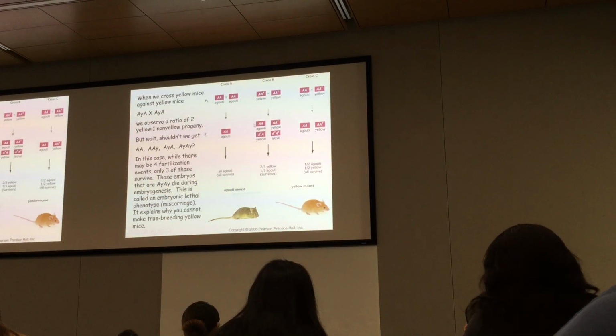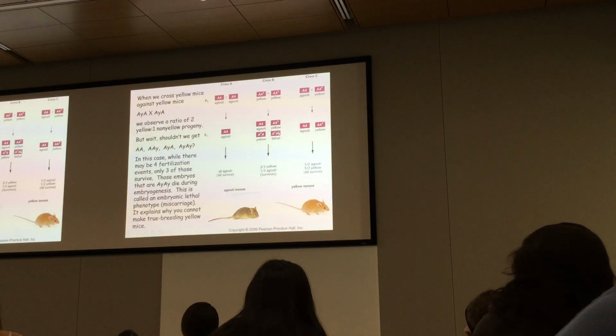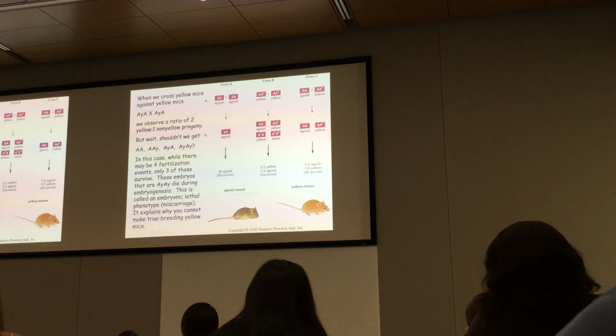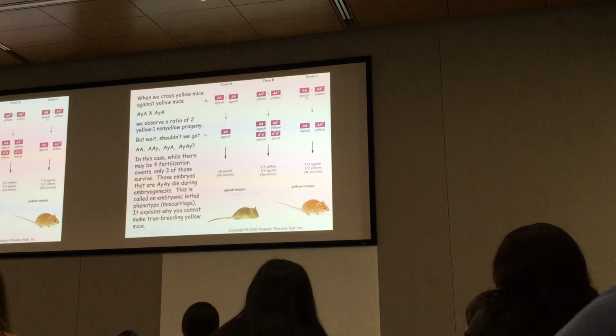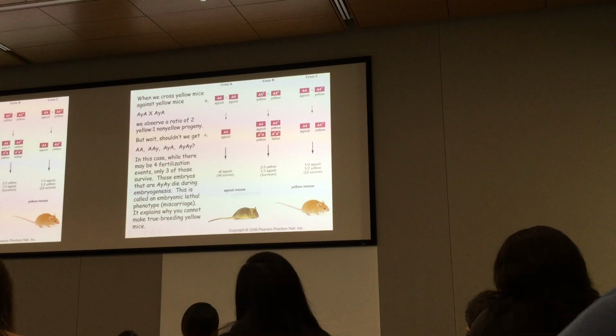So we get 1 part agouti, 2 parts yellow, and 1 lethal, to produce this 2 out of 3 ratio of offspring. And the cross on the right-hand side is just the yellow mouse against an agouti mouse, which is homozygous for that agouti allele, and we get half agouti, half yellow.